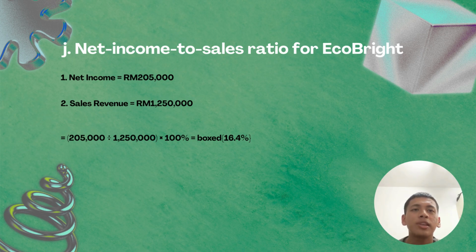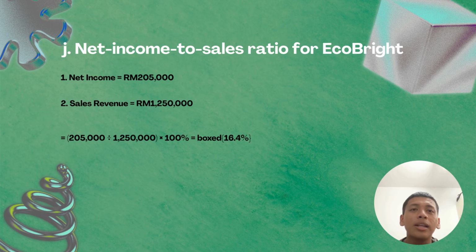Net income to sales ratio for EcoGlow. In this presentation, I will explain the net income to sales ratio for a product called EcoGlow. This ratio shows how much of the total sales is actually converted into profit. In simple words, it tells us how efficient the company is in generating income from its sales. Firstly, let us look at the given figures.